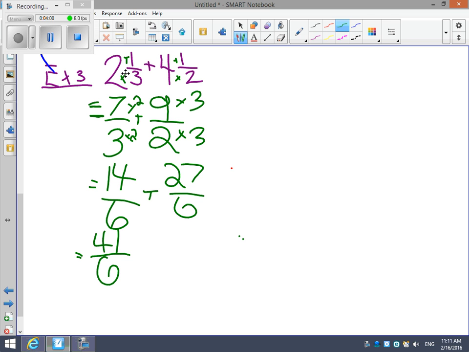Now we have to change it back into a mixed number. So 6 times 6 is 36. So our whole number will be 6. And our denominator stays the same. What's left? 5 is the remainder. And that's it.